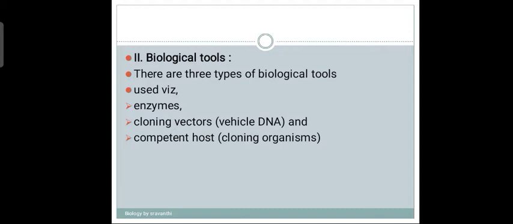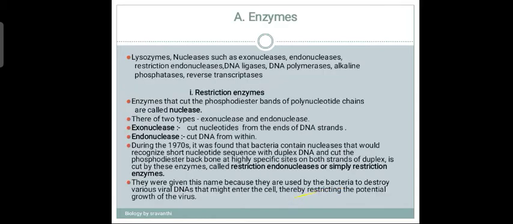Let us go in depth with each one. The first one is the enzyme. Enzymes are proteins that act as biocatalysts, or biological catalysts, which help in metabolism. That means they catalyze, or process, the reactions faster.